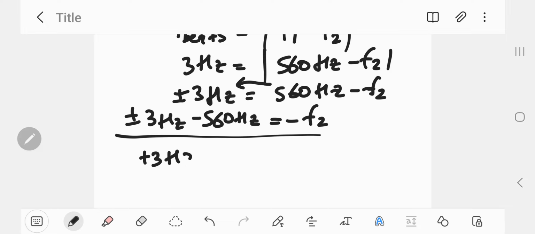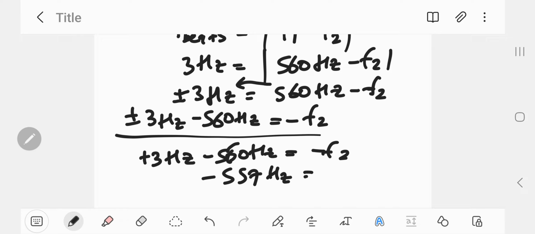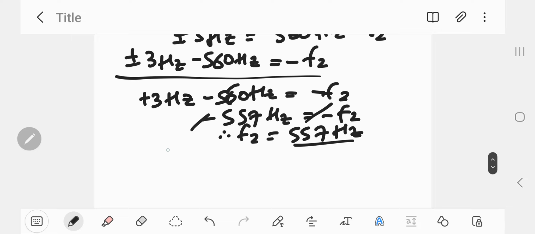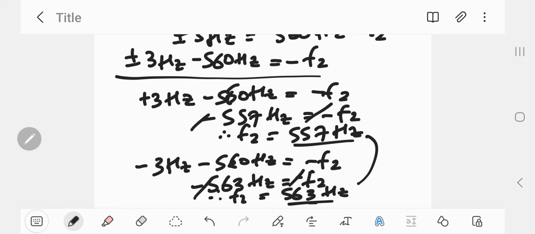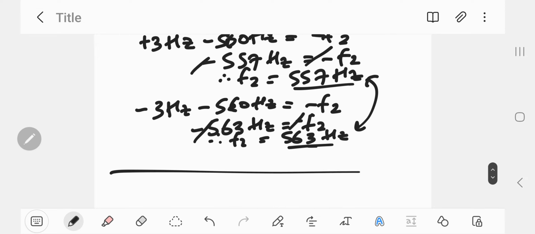Let's start off with the plus case. So plus 3 hertz minus 560 hertz is minus F2. What does that give us? Well, 3 minus 560 is minus 557 hertz, which is equal to minus F sub 2. Minuses cancel out, so therefore, one possible solution for F sub 2 is 557 hertz. What about the other solution? Well, minus 3 hertz minus 560 hertz, that's minus 563 hertz, is equal to minus F sub 2. Minuses cancel out. And so another possible solution is therefore F sub 2 is equal to 563 hertz. So these are the 2 possible values that F sub 2 can take. And that's how you use the beats formula.